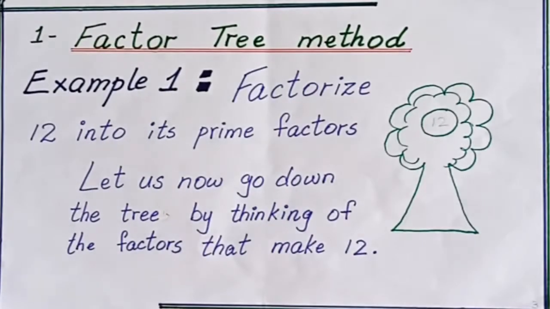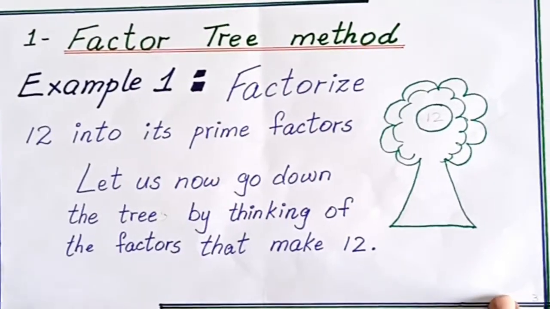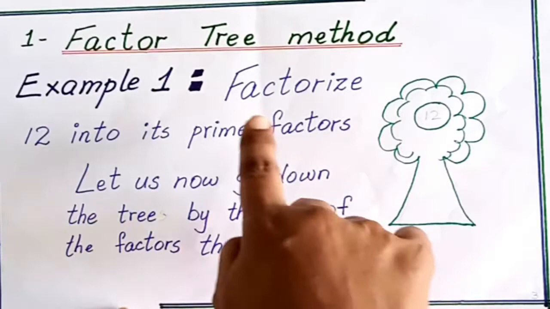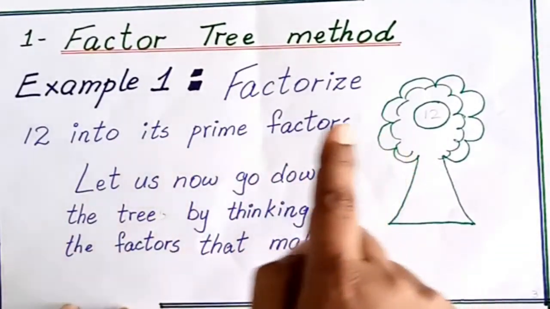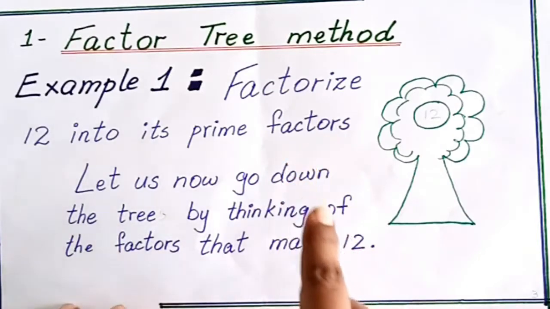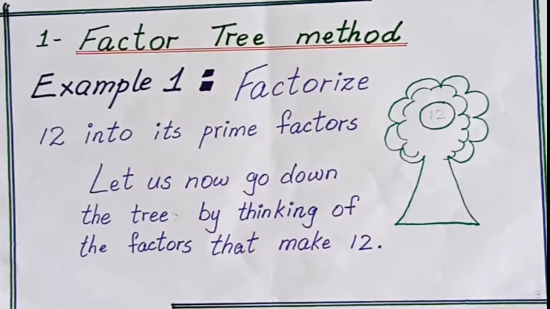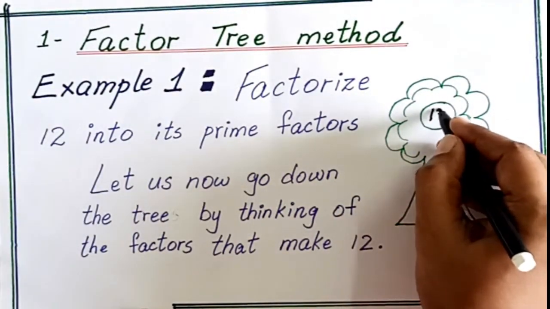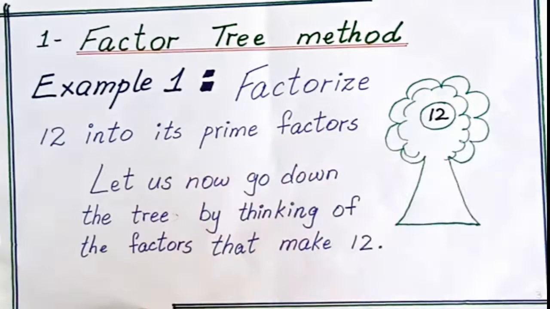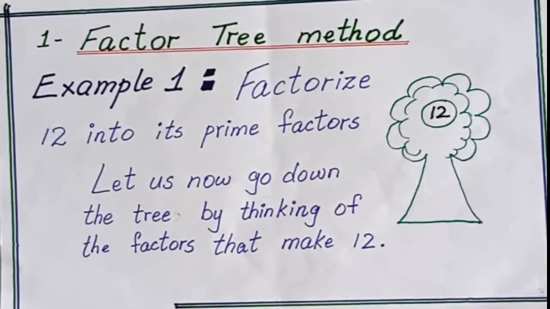Students, over here you can see example number one. We have to factorize 12 into its prime factors. We write 12 over here. This is the first step of this example.